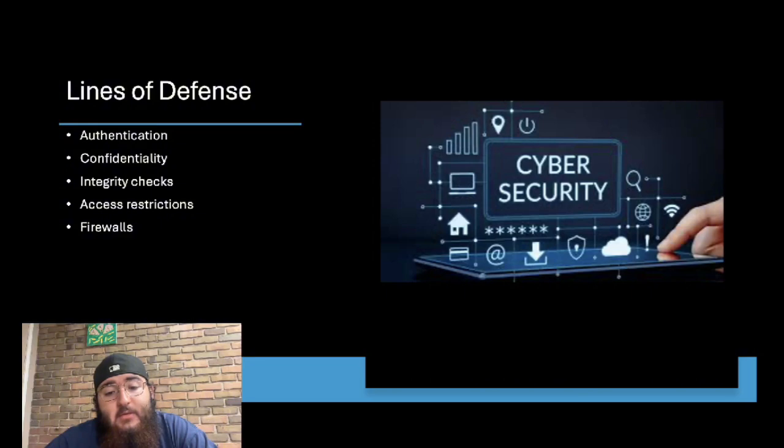We use multiple layers of security to protect networks from bad actors. Authentication verifies the identity of users. Confidentiality ensures data remains private. Integrity checks to make sure data isn't changed in transit. Access restrictions control who can enter certain parts of a network. And firewalls act as a first line of defense, filtering traffic and blocking unwanted access.